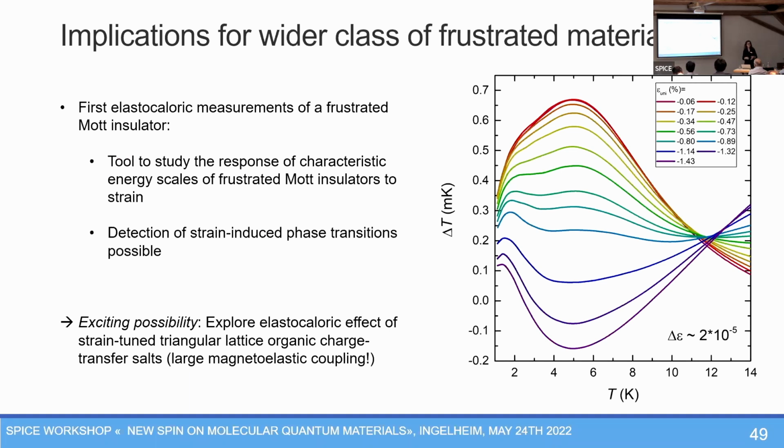Again, this is work in progress. These are very recent results, but my main point that I really want to make is that it is possible experimentally to also measure the elastocaloric effect on insulating materials. This is not trivial, at least for an experimentalist's audience. And those elastocaloric effects for frustrated magnets provide us very interesting information about how characteristic energy scales of frustrated Mott insulators respond to strain, beyond the initial slope that is measured in thermal expansion measurements.